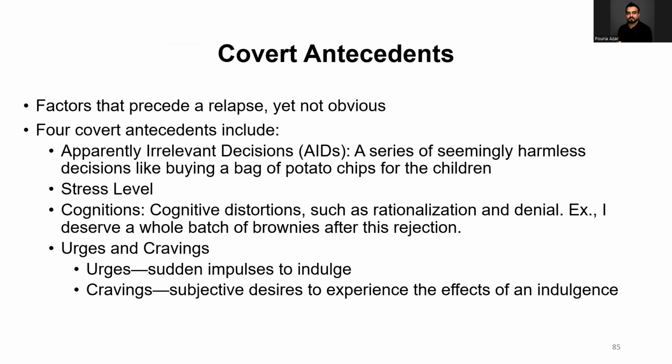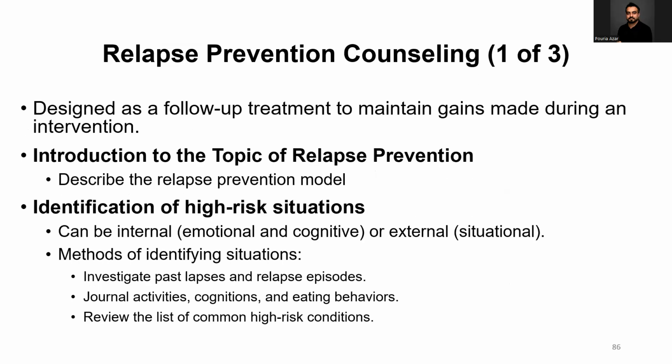So we have four covered antecedents, which are apparently irrelevant decisions, stress level, cognitions, urges, and cravings. Urges are sudden impulses to indulge, but cravings are subjective desires to experience the effects of an indulgence.